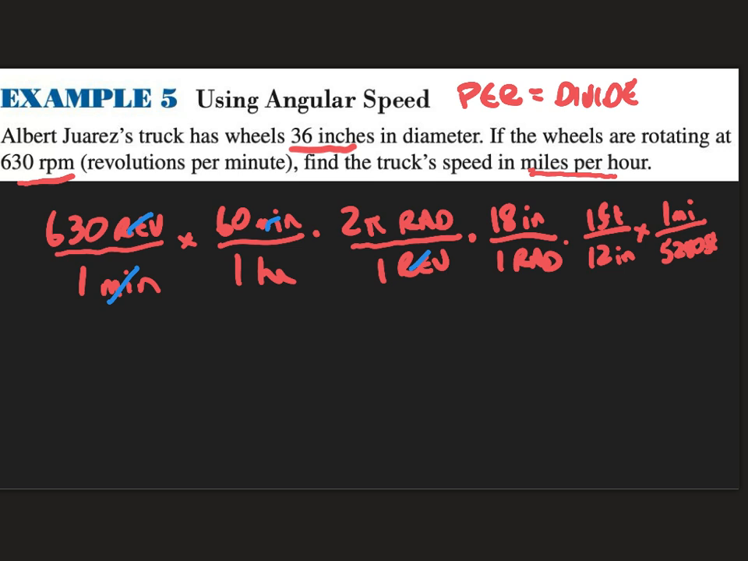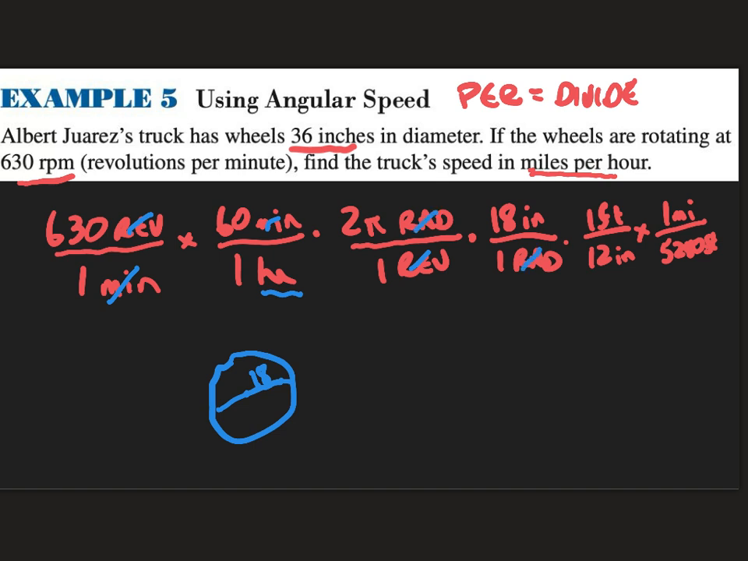Now, so we're in hours in the denominator, which is good. That's where we want. Now, we got to convert radians over to inches. Well, how do we get to 18? Remember, if 36 is a diameter, we want the radius only. So half of 36 is 18, and that's why we need 18 inches. So now our radians cancel out.